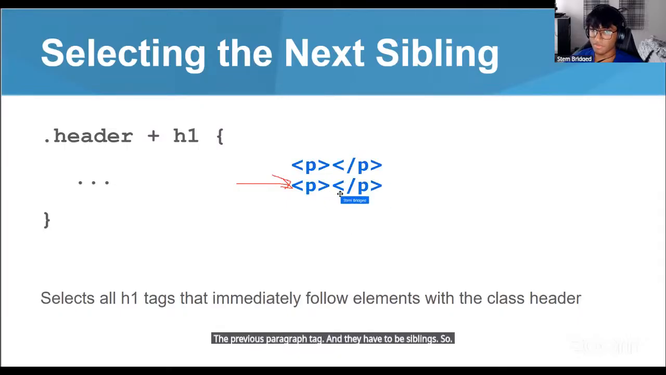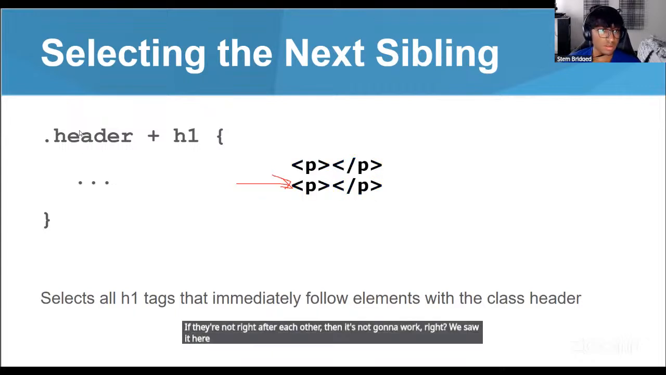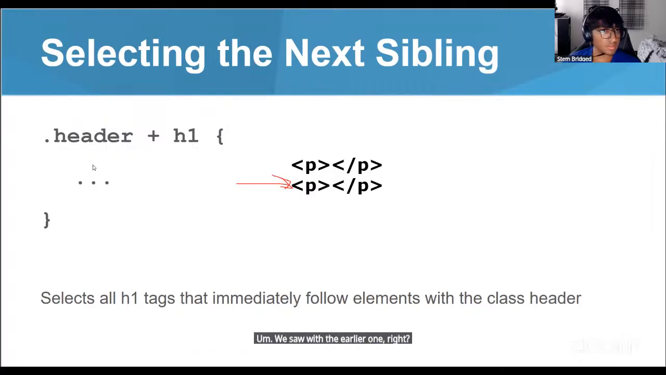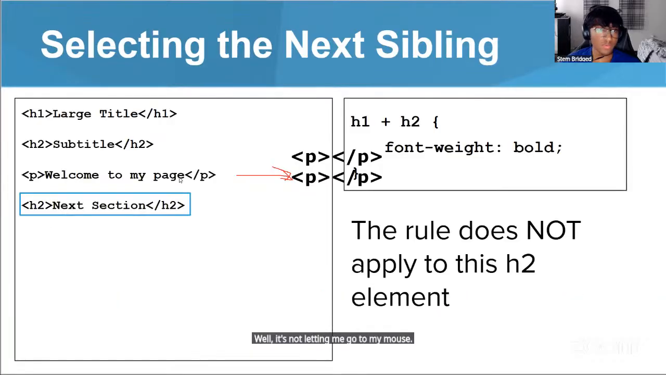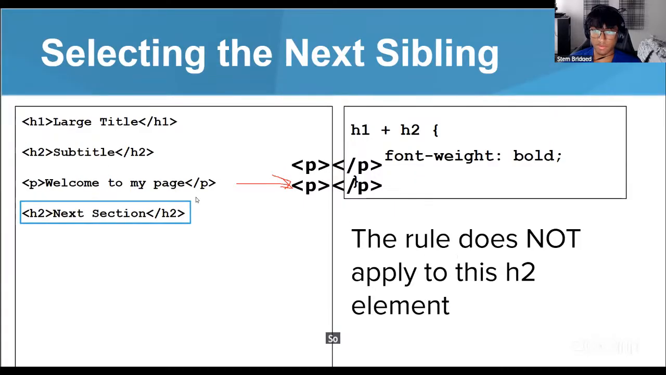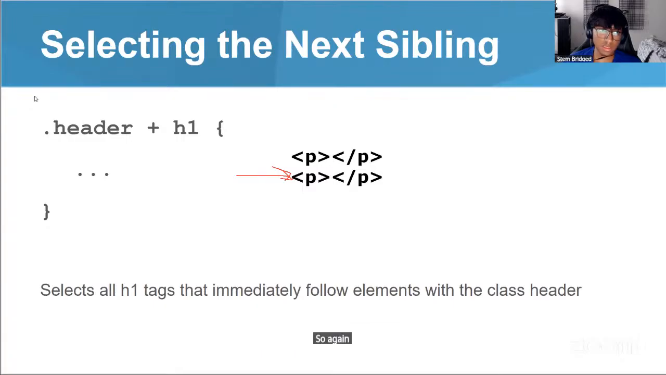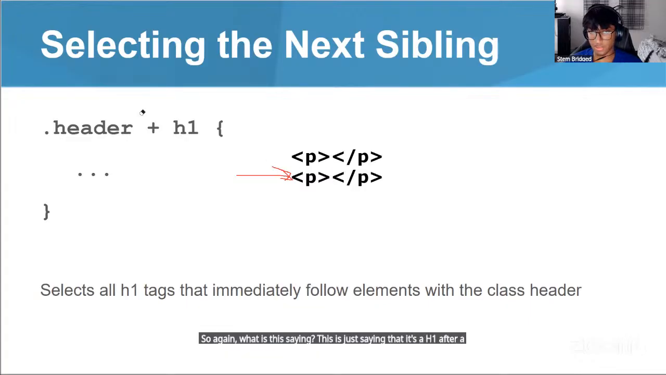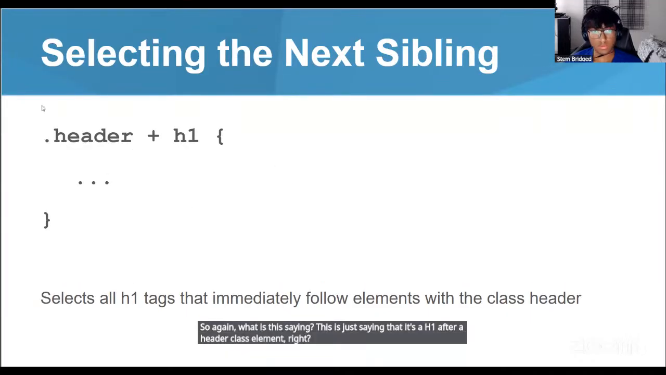So in the last thing we saw, why was it wrong? Because one of the paragraph tags was a child, right? If they're not right after each other, then it's not going to work, right? We saw it earlier with this one: this H2 is not right after the H1, so it's not going to be affected by this. So again, what is this saying? This is just saying that it's an H1 after a header class element, right? So again, they're both siblings.